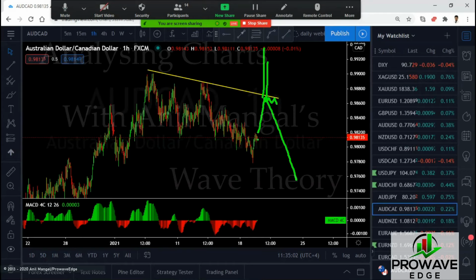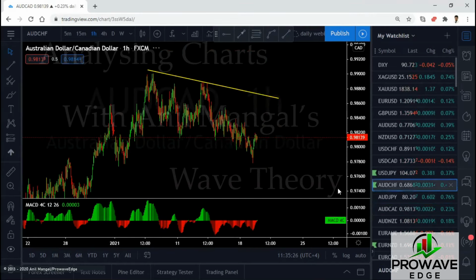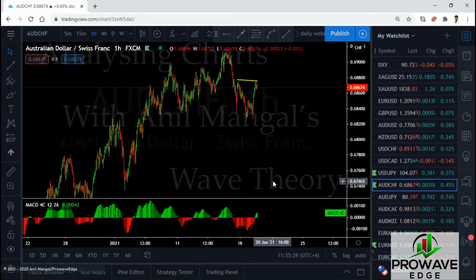This is the trade. What if this goes back down? Well, we're not interested in a trade in this. I'm not interested in a sell in that structure. It could go down, but we're not. If this is going to go down, we will sell the Aussie Swiss. If they're going down, we'll sell the Aussie Swiss.